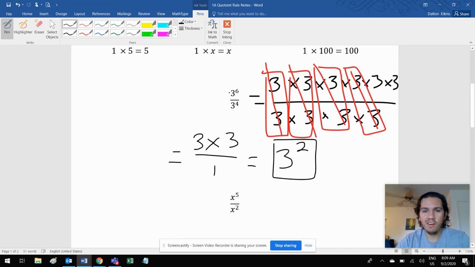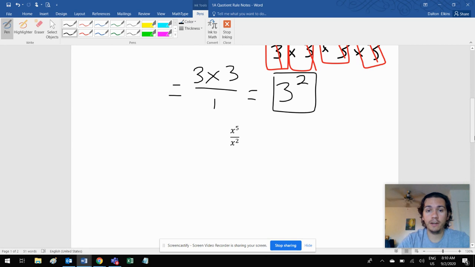Now, some of you may be noticing a pattern here, right? When we multiplied powers, we added the exponents. What do you think we did when we divided powers? How do you take 6 and 4 and use them to make 2? Some of you will notice that you are subtracting, right?